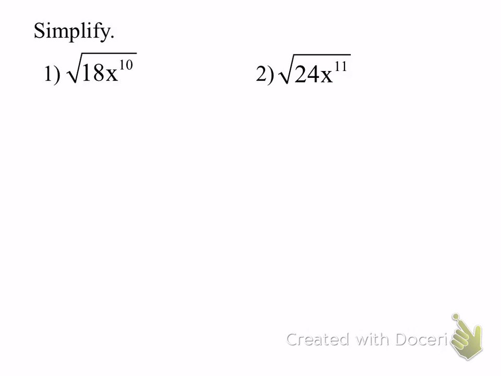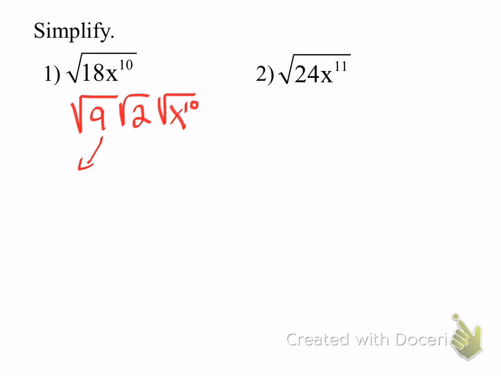Break it up, numbers and variables. So the first thing I do is, how do I break up 18? 9 and 2. Just the number. I'm breaking up 18 into 9 times 2. And then I've got x to the 10th.